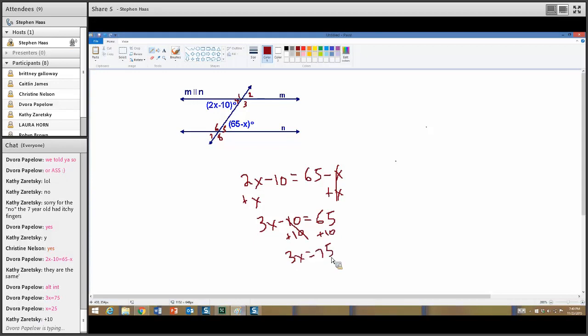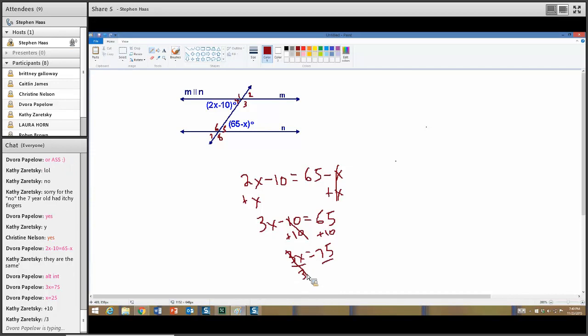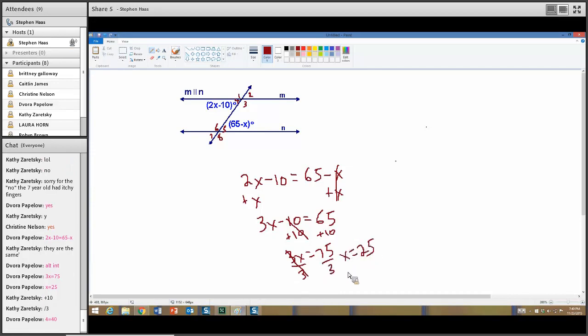Now, since you have 3 multiplied by x, the way to get rid of the 3 is to divide by 3. And once you divide this side by 3, you divide this side by 3, and you have x equals 25. Now you can just go ahead and figure out what each one is. Well, 2x minus 10 is 2 times 25, which is 50, minus 10, which is 40.